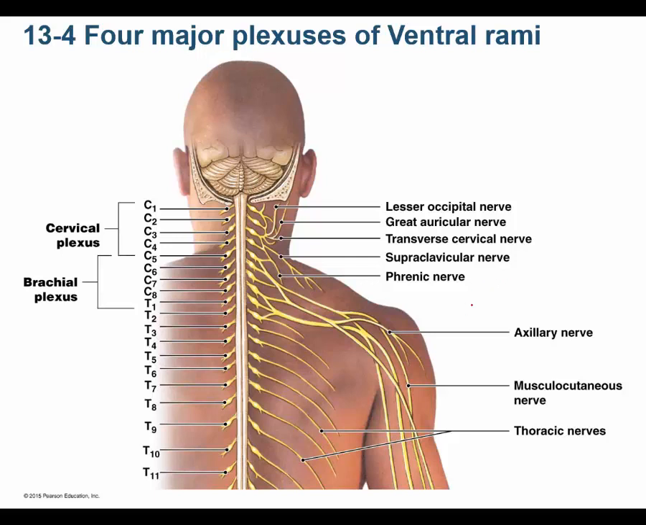I want to point one thing out here. The phrenic nerve is C3, C4, and C5, and there's a saying for that. The saying is C3, C4, and C5 keeps the diaphragm alive. The phrenic nerve goes to the diaphragm and innervates it and tells it to contract so you breathe. So C3, C4, and C5 become the phrenic nerve. C3, C4, and C5 keeps the diaphragm alive.